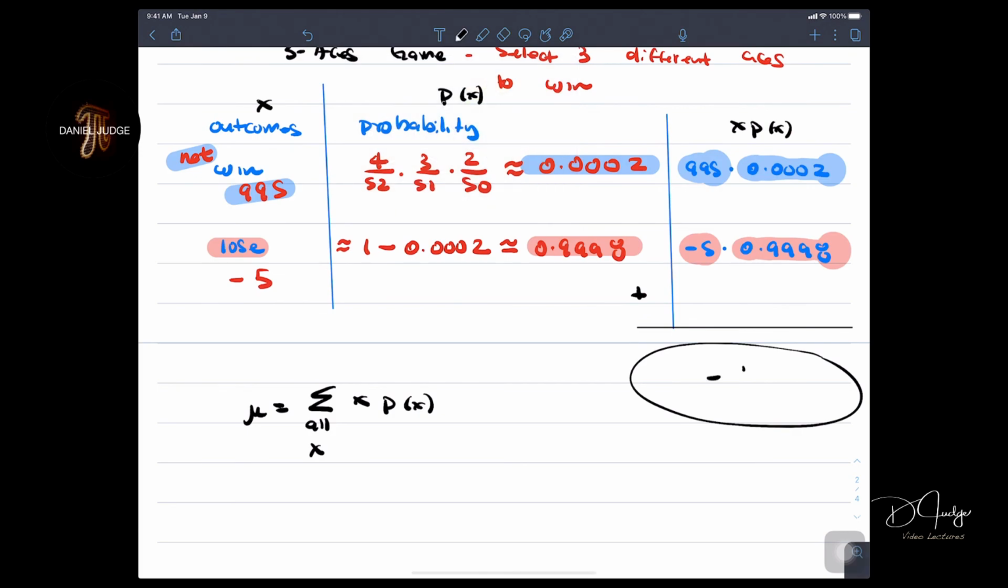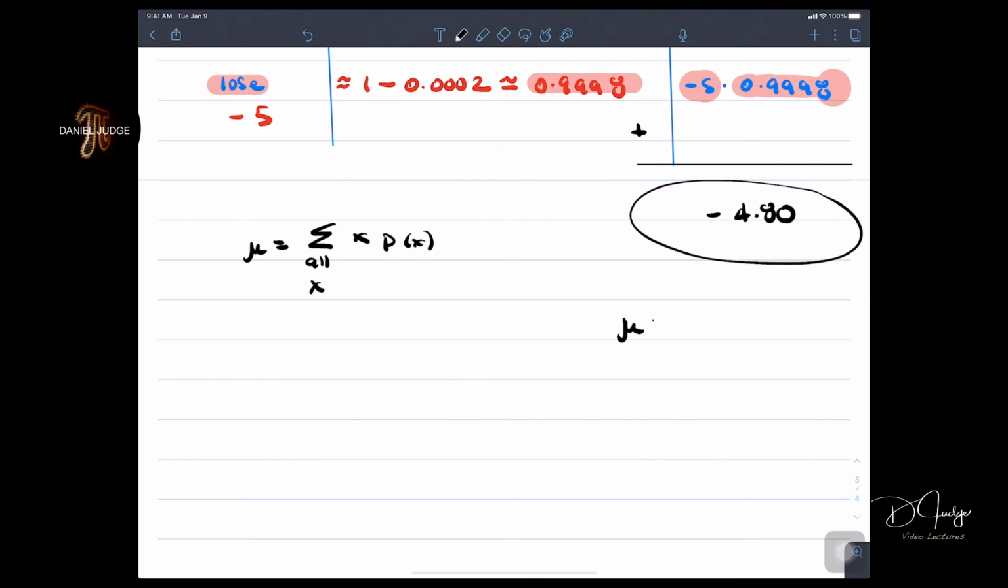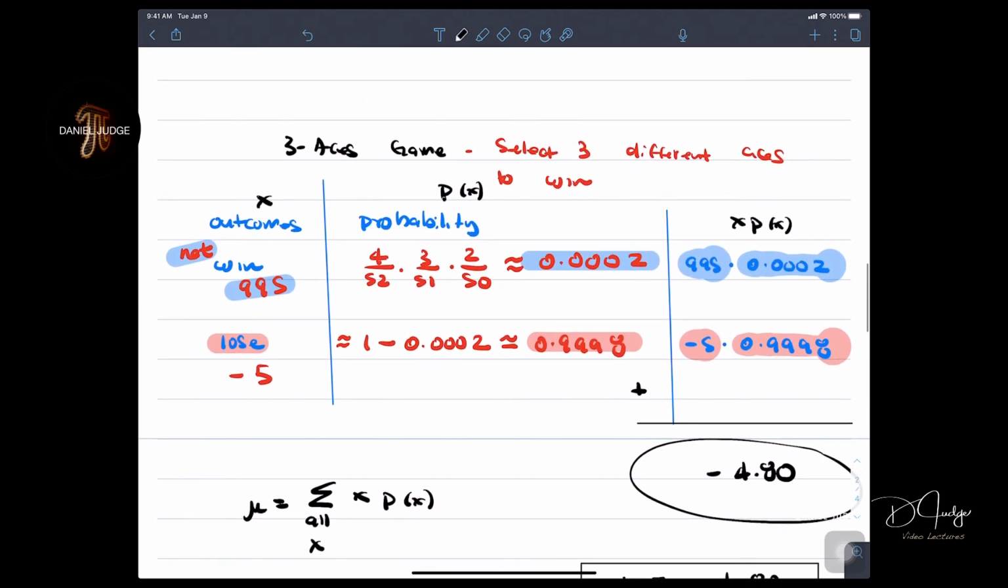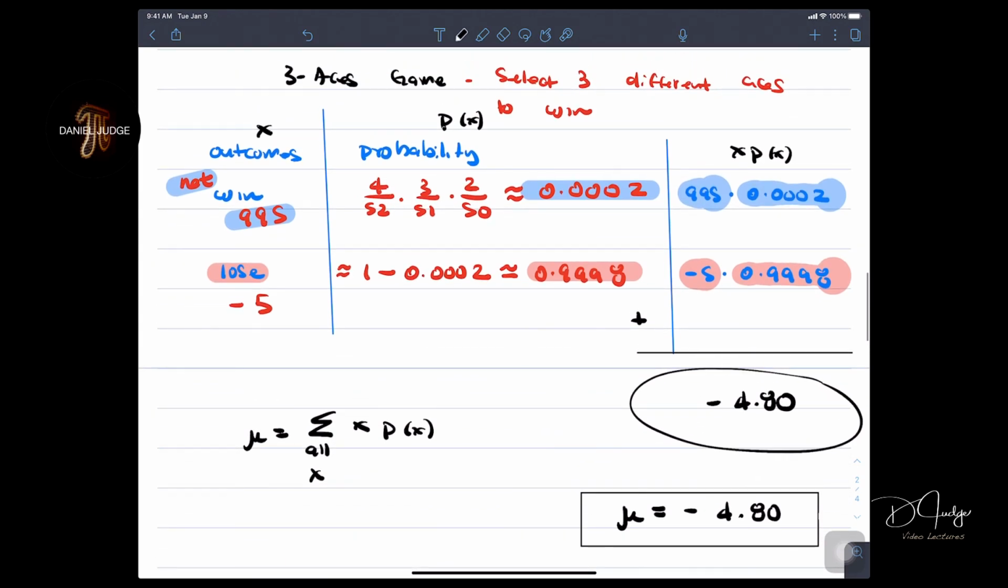And you say, what does negative 4.8 actually mean? Well, that's negative 4.80. So mu here is negative 4.80, which is actually, you owe $4.80 here. So every time somebody plays this game called the Three Aces game, every time someone plays, they're saying to the casino, here's your $4.80. It's a negative expected value game for the player, but it's positive for the casino because they get the money. So the net result, the long run average, is everybody is contributing $4.80 to play this game.